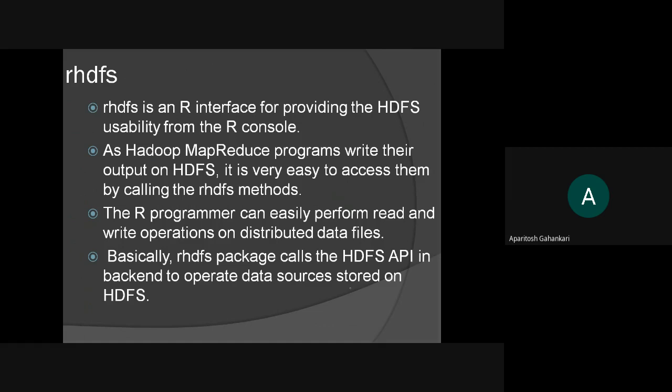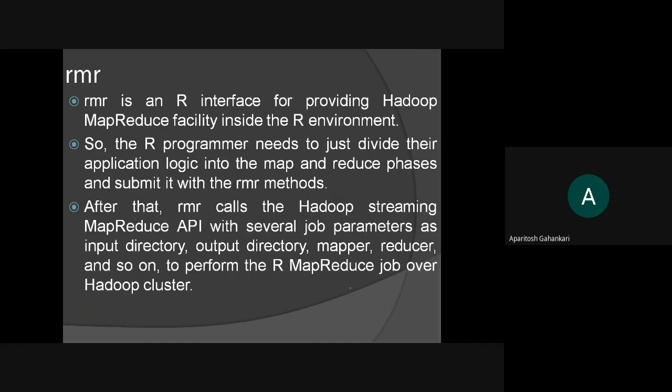The first one is RHDFS. It is the interface providing HDFS usability from the R console, and you can also write the output on the HDFS, and it is very easy to access them by calling the RHDFS methods. Basically this package calls the HDFS API, application program interface, backend to operate data sources stored on the HDFS.